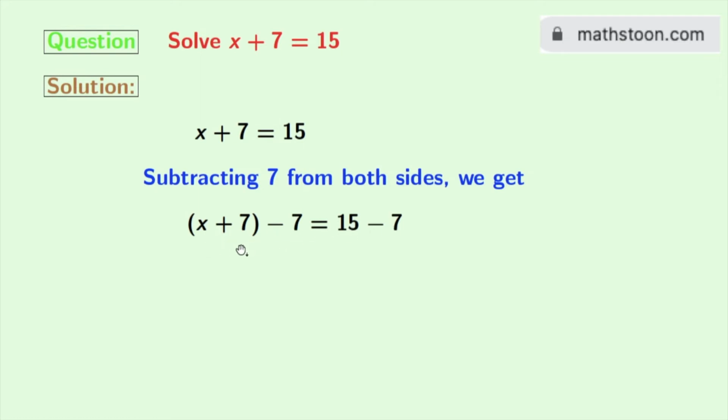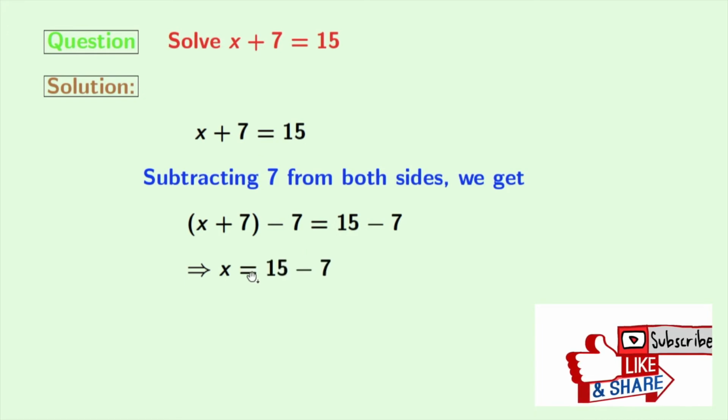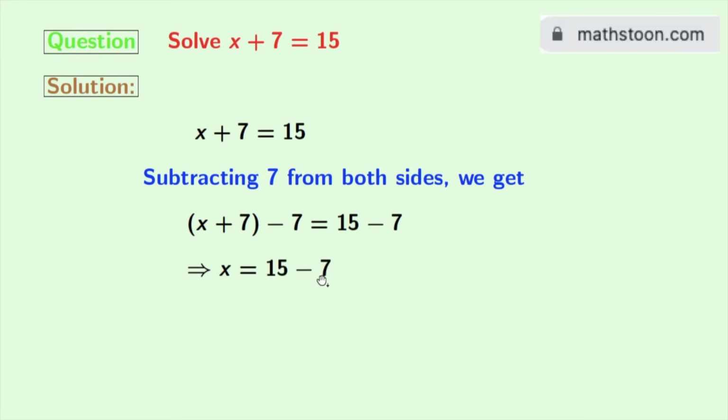That means in the left hand side, we get x, as plus 7 and minus 7 is equal to 0. And in the right hand side, we have 15 minus 7. So we get x is equal to 8. And this is our final solution of the equation.